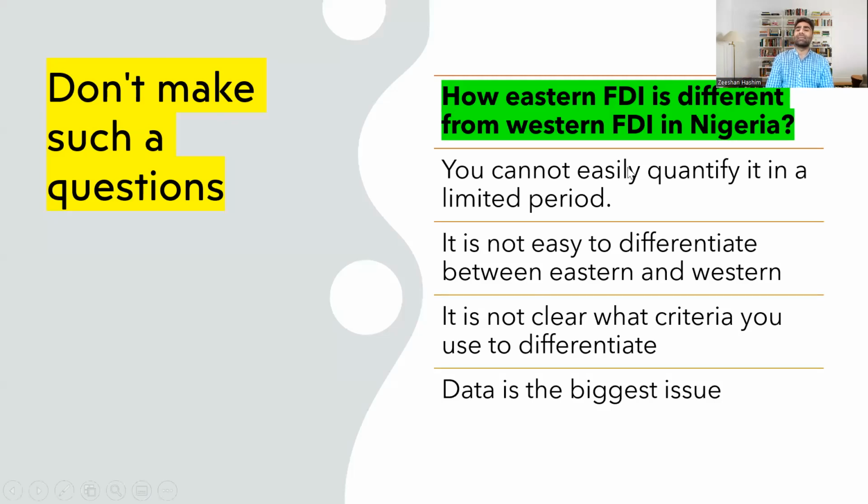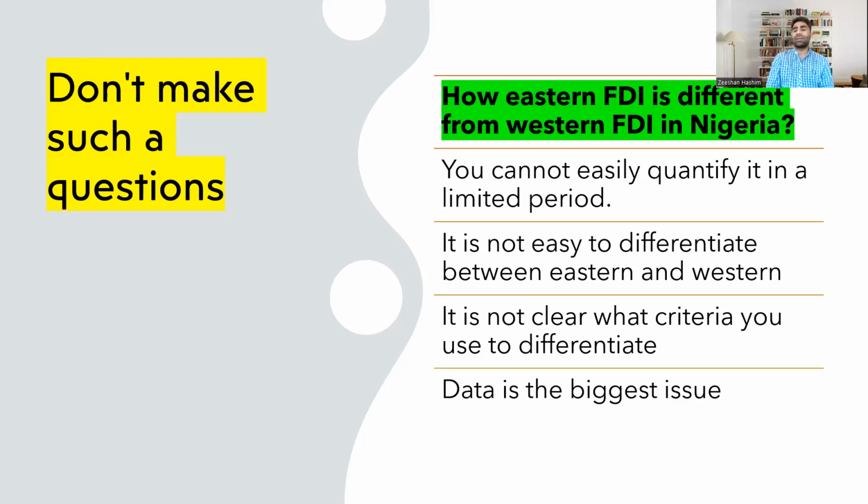One thing is that you can't easily quantify them in a limited period of time. Why? Because in the Eastern part of the world there are many countries, and in the Western part of the world there are many countries. So how can you find out how different countries have different kinds of FDI in Nigeria? This is very difficult to quantify, and the data is not available. Data is basically the biggest issue. For example, for Western countries you can find the FDI data, but for Eastern countries it's very hard to find. For example, China doesn't disclose its FDI information.